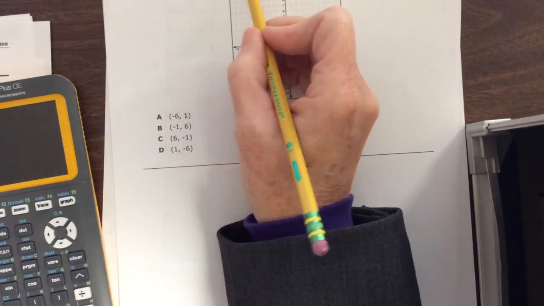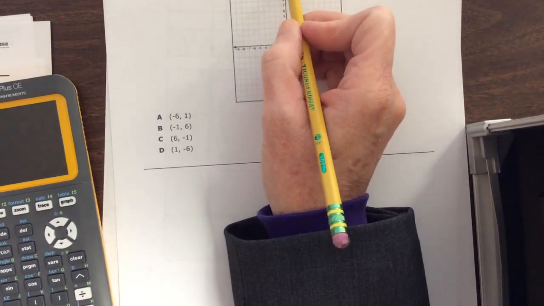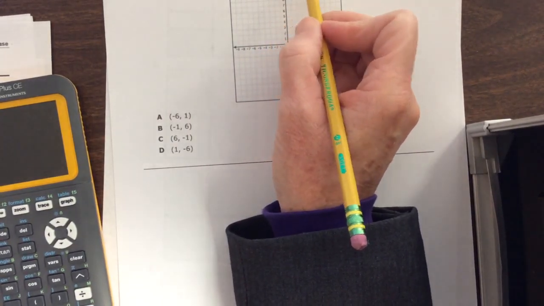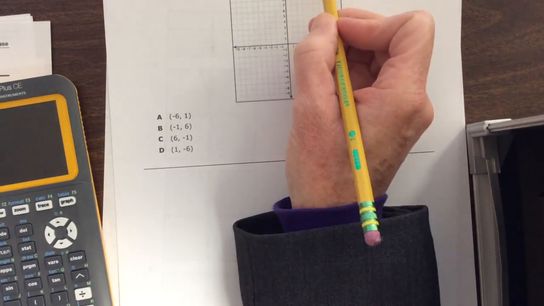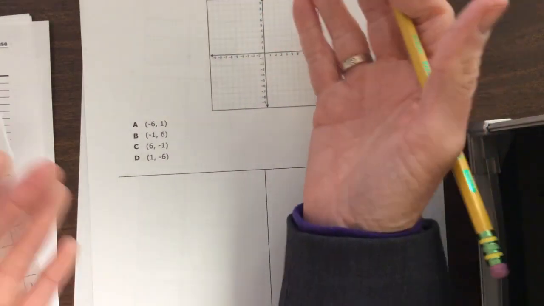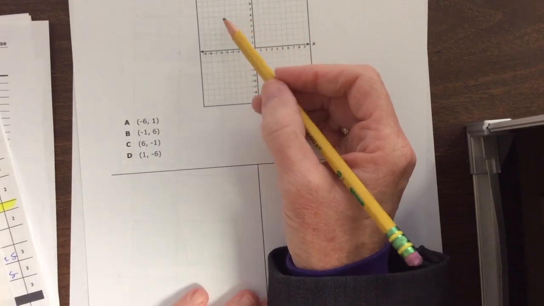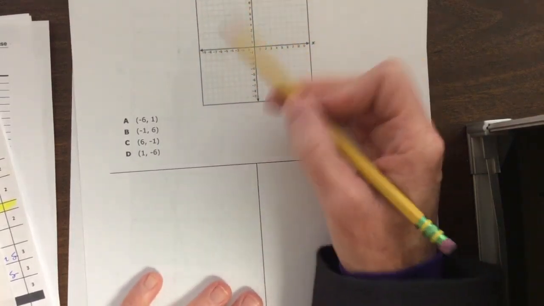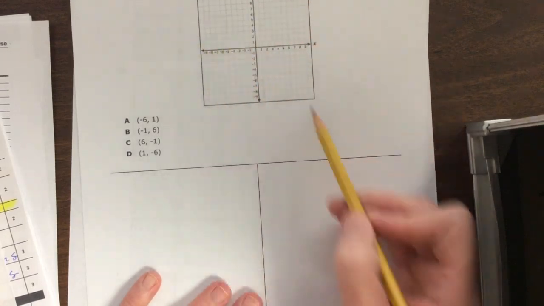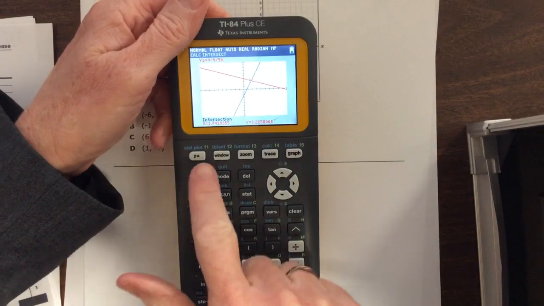Which ordered pair is the solution set of y is greater than 1/3 x plus 4. Okay, so we need to graph this line. And we know the rule is after we graph it, if it's greater than, it's going to be shaded up, and the line's going to be solid. So let's put it in here and see if we can hit graph, see what it looks like.